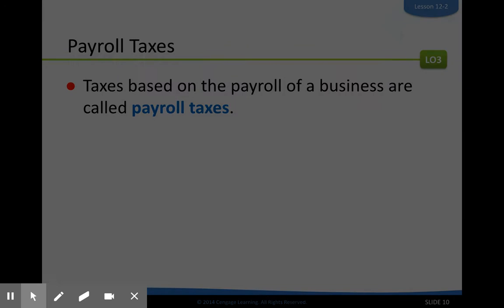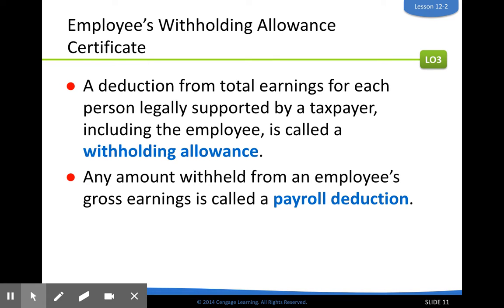as income tax. So when you first start a job, the first thing you're going to do is fill out something called a W-4. And that is where you confirm your withholding allowance. And this is a deduction from total earnings for each person that's legally supported by a taxpayer. So the more allowances or people that are supported by the taxpayer, the less that will be taken out of the paycheck. And all of these things are payroll deductions, which are things that are withheld from employees' gross earnings.